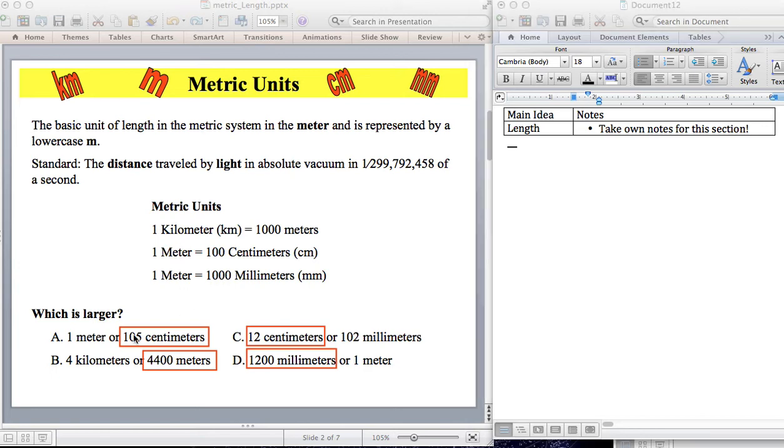If we look at that, a meter or 105 centimeters, a meter is only 100 centimeters, so this is larger. 4 kilometers would be 4,000 meters, so this one's going to be bigger. 12 centimeters is going to be 120 millimeters, so it's going to be bigger than that. 1,200 millimeters, a meter is only 1,000 millimeters, so this is going to be our bigger value.